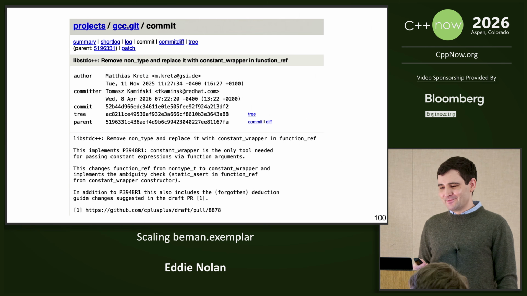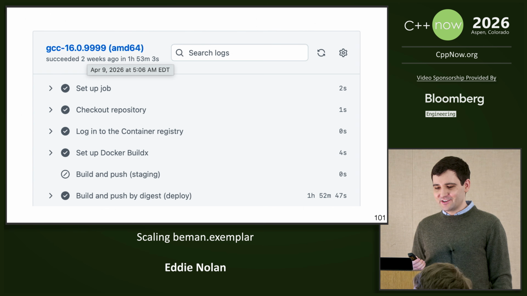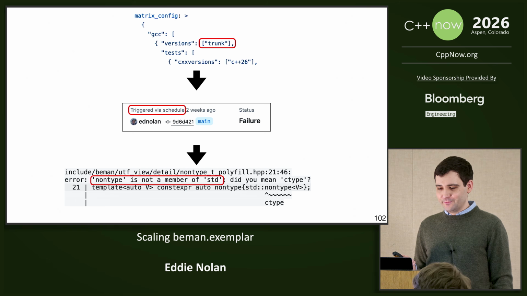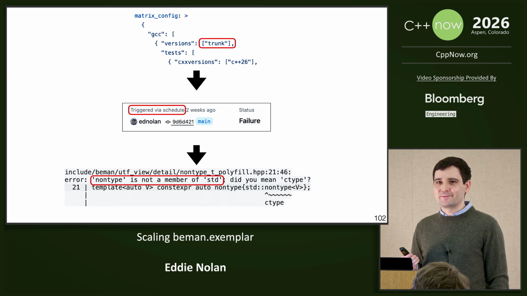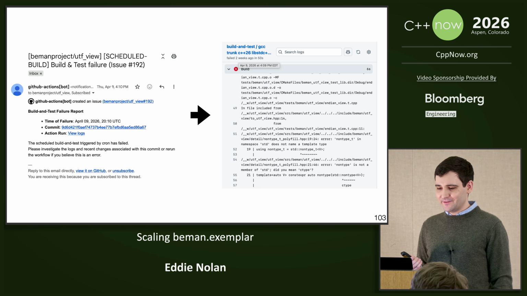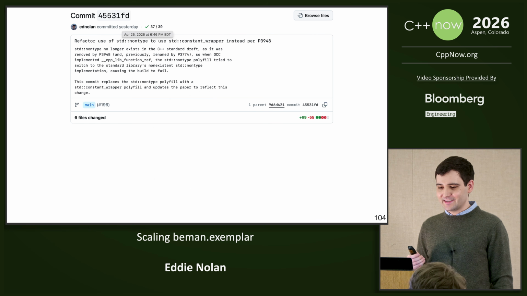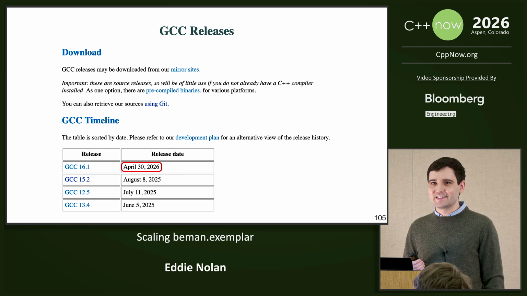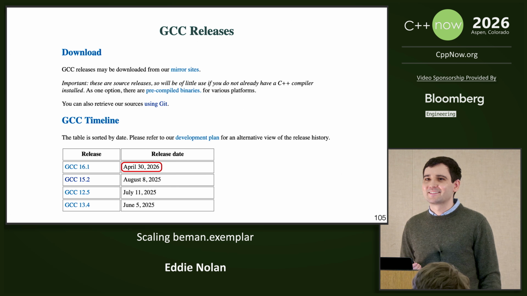And so GCC implemented that. My scheduled CI job picked it up the next day for the CI Docker image. I used GCC trunk in my CI matrix for UTF-view. I got a scheduled build, and the next day I got told that nontype had been taken out of GCC. I got an email about this that linked me to the compiler error, and I managed to fix that in both the reference implementation and the library, so that now uses constant_wrapper, and I got it done before the release of GCC 16, 5 days later. Nice.